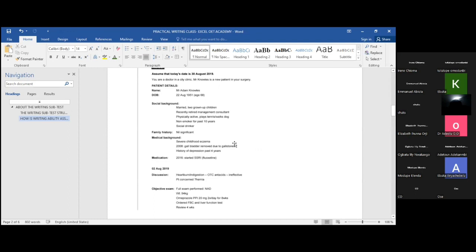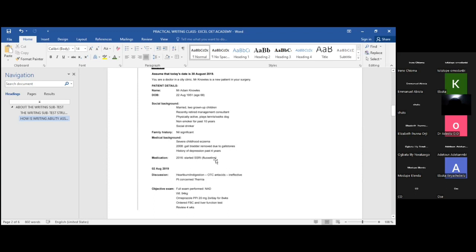Of course, we know that gallstones are one of the risk factors for pancreatitis, but we're not moving into medical stuff. As I said, it's not a medical class. But because it's an abdominal issue, the gallbladder is in the abdomen, closely related to the liver and all whatnot, it has to be important. So you must put this. And then history of depression for the past 4 years. Is it important? No, it's not.